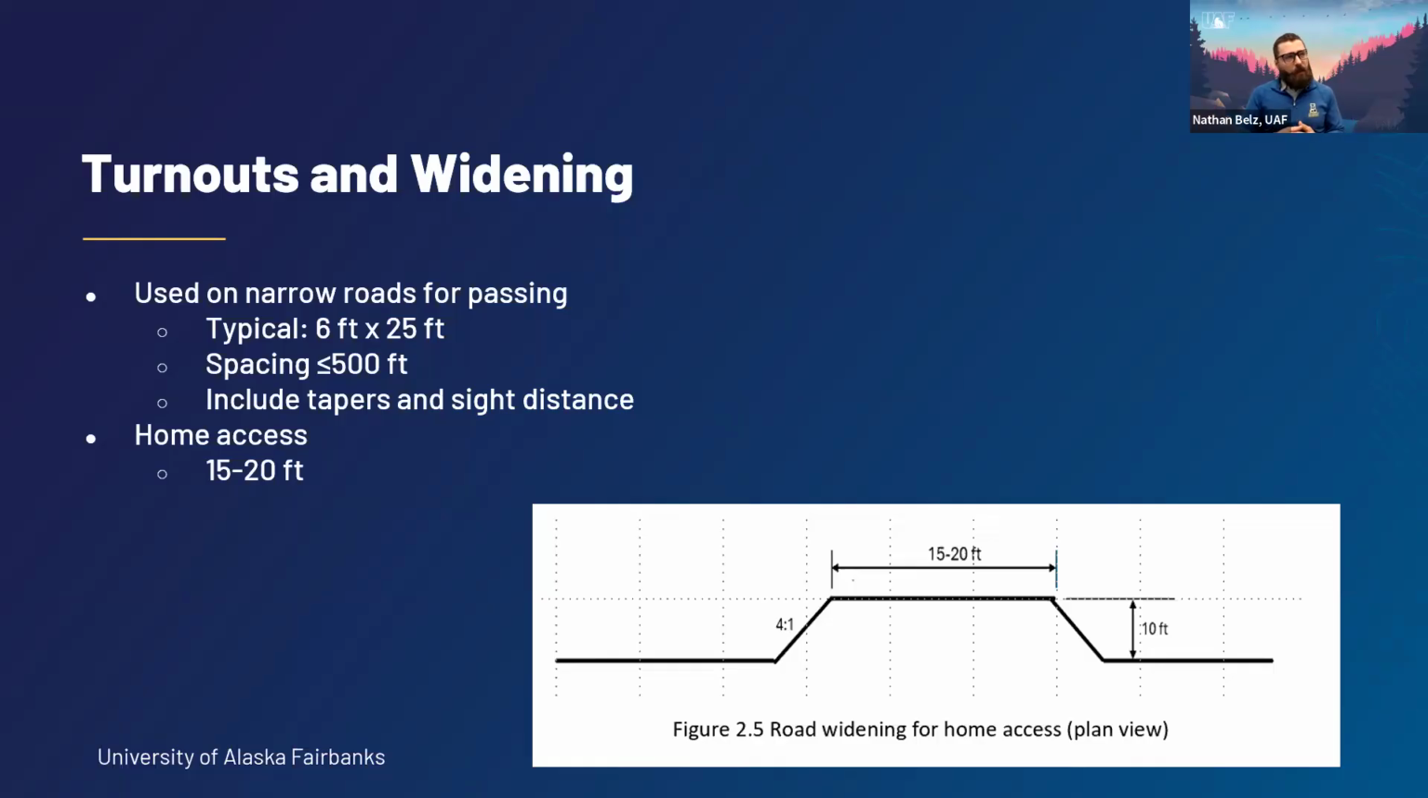There's a federal highway guide, the Federal Highway STAR Guide, the small town and rural multimodal networks guide, that has some great resources on providing that type of turnout on these smaller roads, but also having widening where there is home access. So maybe out to 15 to 20 feet, having a little bit wider area in front of the homes.